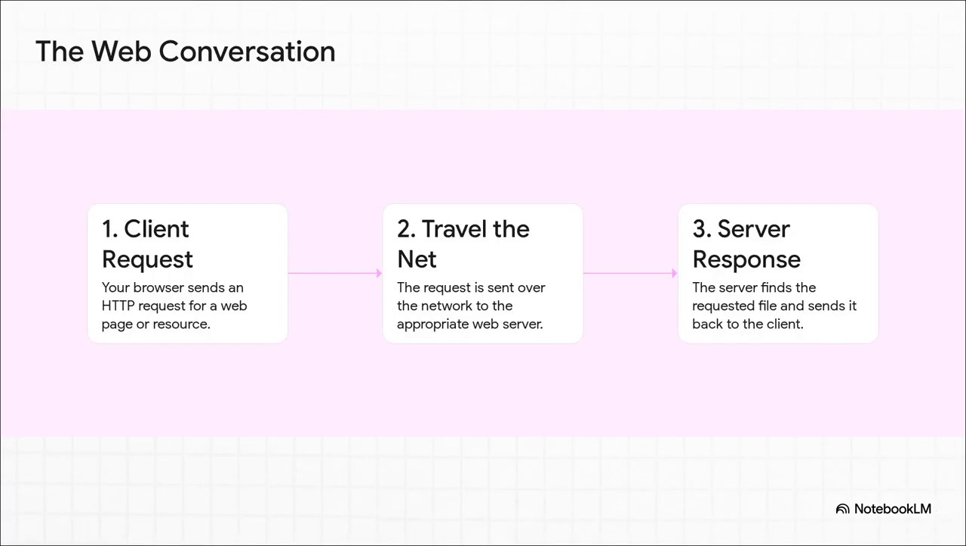So this whole back and forth, this conversation, boils down to a simple 3-step dance. First, your browser, the client, sends out a request for a web page. Second, that request zips across the internet to find the right server. And third, the server gets the request, finds the file you wanted, and sends it right back to you. That simple request and response cycle is the engine that drives everything you do online.